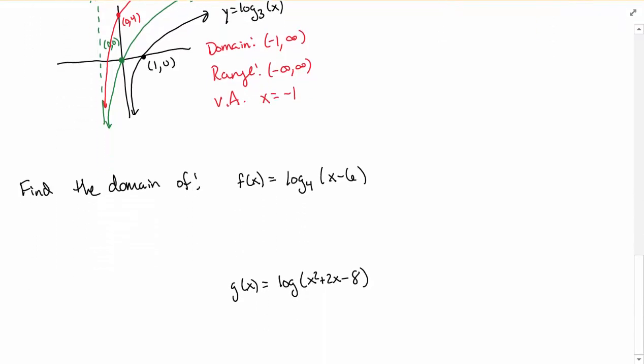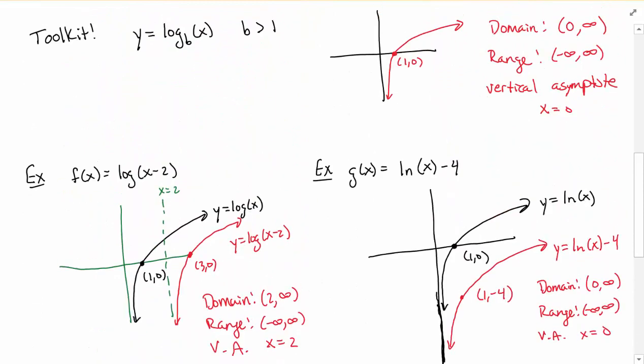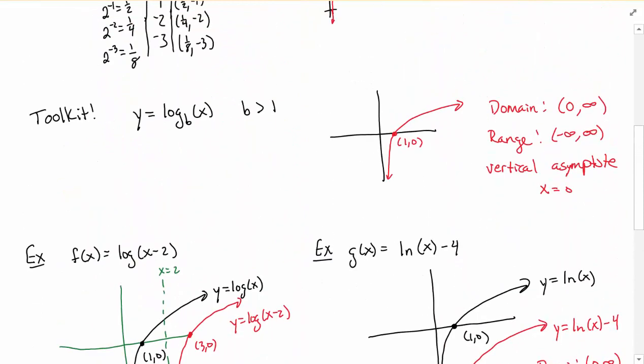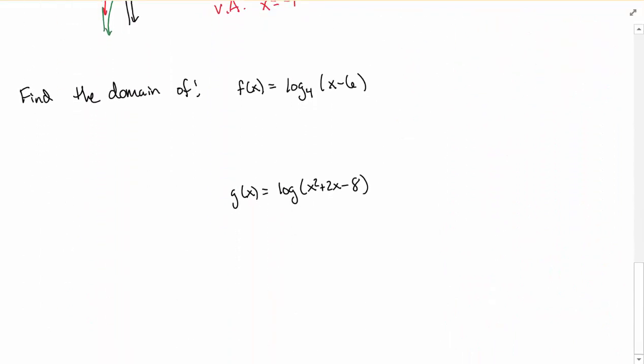This leads to talking about the domains of logs in general. Well, you can't take a log of 0 or a negative number. You can see that on the original toolkit function. It only exists to the right of x is equal to 0. So whatever you plug into a log has to be positive. So if I'm looking for the domain of f of x is equal to log base 4 of x minus 6, what I have inside the log better be positive or I have a problem.